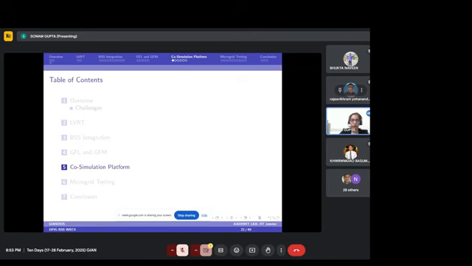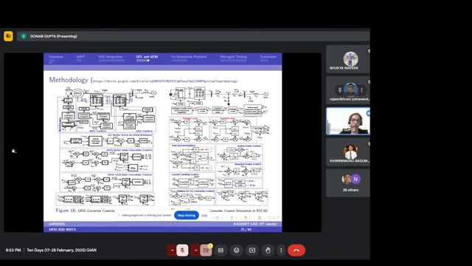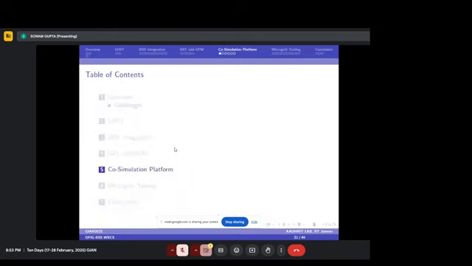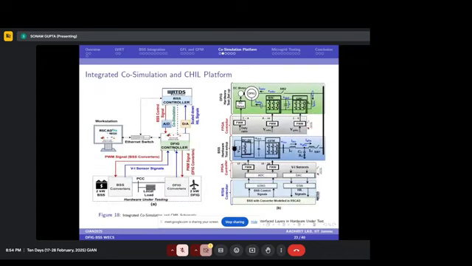So next, from these two methodologies we can see this DFIG control is implemented in MATLAB, and the second control, which is the battery storage system, is implemented in the RSCAD. So here comes our platform, which is the co-simulation platform that we have set up in the Adrit lab for the testing and the validation of the standalone operation of grid forming battery storage system, as well as its integration with the DFIG. So this one is the integrated co-simulation and controller hardware in loop platform.